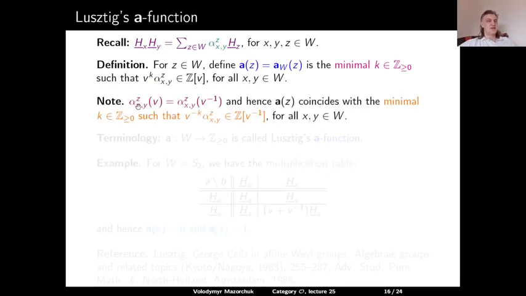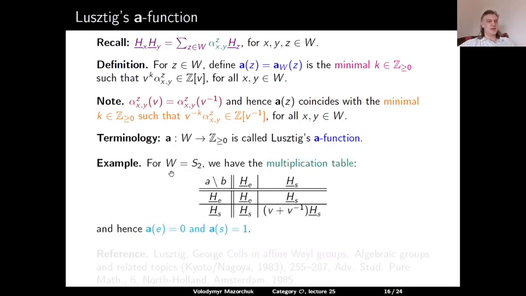So we know that these structure constants are invariant with respect to change in v to v inverse, which implies that a(z) coincides with the minimal k such that shifting the structure constants by v to the power minus k gives us a polynomial in v inverse, uniformly for all x and y in W. So this function, which assigns to each element in W a non-negative integer, is called Lusztig's a function.